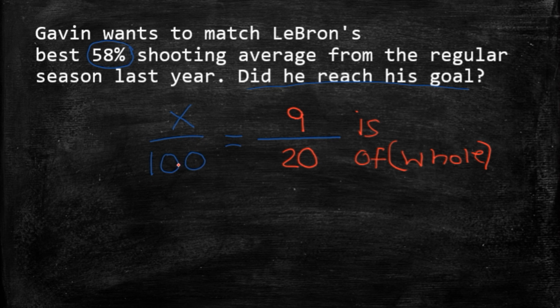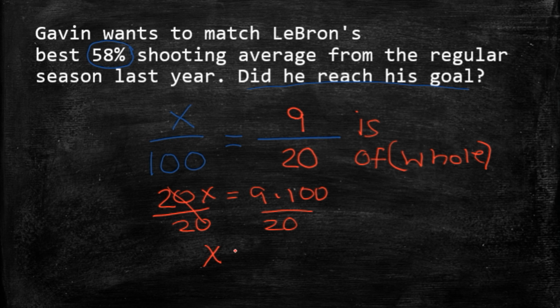So go ahead and you will say 20x equals 9 times 100, which we can tell by looking at it that's 900. And then we divide both sides by 20 so that we can get rid of that because that turns into 1x, and we are 7th grade mathematicians and we don't need to write 1x. So we should have x equals 45%. So Gavin's shooting average is 45%.